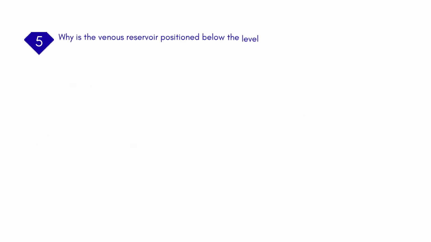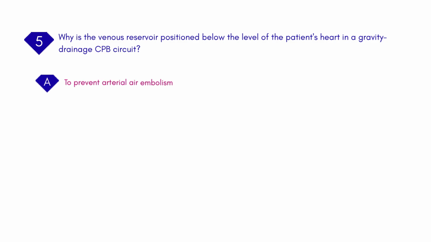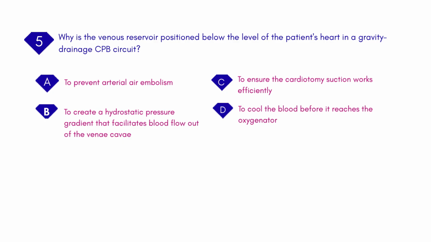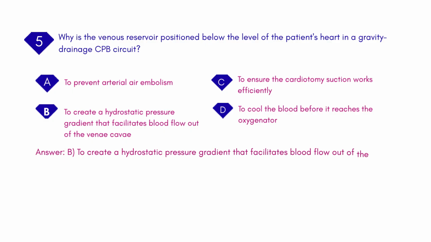Why is the venous reservoir positioned below the level of the patient's heart in a gravity drainage CPB circuit? A. To prevent arterial air embolism. B. To create a hydrostatic pressure gradient that facilitates blood flow out of the venae cavae. C. To ensure the cardiotomy suction works efficiently. D. To cool the blood before it reaches the oxygenator. Answer: B. To create a hydrostatic pressure gradient that facilitates blood flow out of the venae cavae.